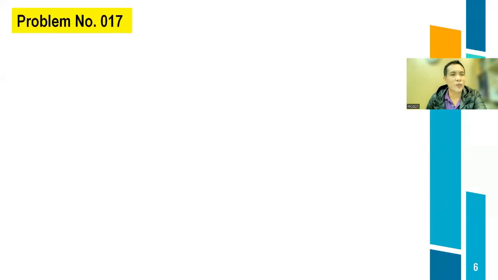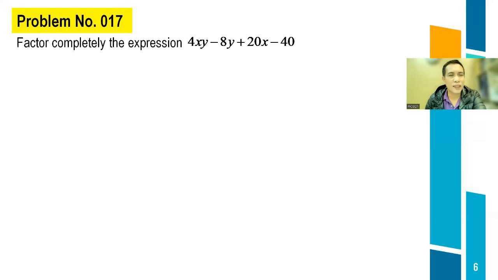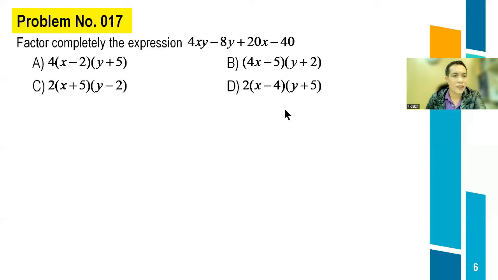Let's go to problem number 017. Factor completely the expression 4xy minus 8y plus 20x minus 40. For the choices, for letter A, we have 4 times x minus 2 times y plus 5. For letter B, 4x minus 5 times y plus 2. For letter C, 2 times the product of x plus 5 and y minus 2. Letter D, 2 times the product of x minus 4 and y plus 5.